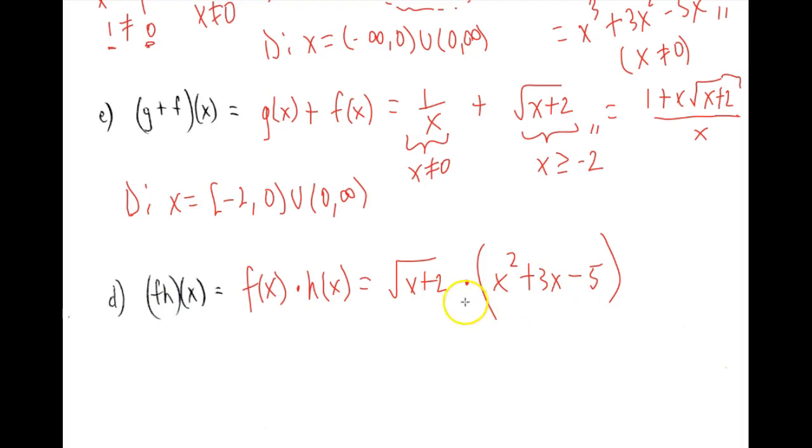Here, the only restriction we have is this portion right here, which we know from previous examples: x has to be greater than or equal to -2. We have no restrictions here. So our domain would just be all the x values that are greater than or equal to -2, and that's how we would write it in interval notation. The new function here would just be the square root of x plus 2 times the polynomial x squared plus 3x minus 5. And then the domain would be expressed this way.